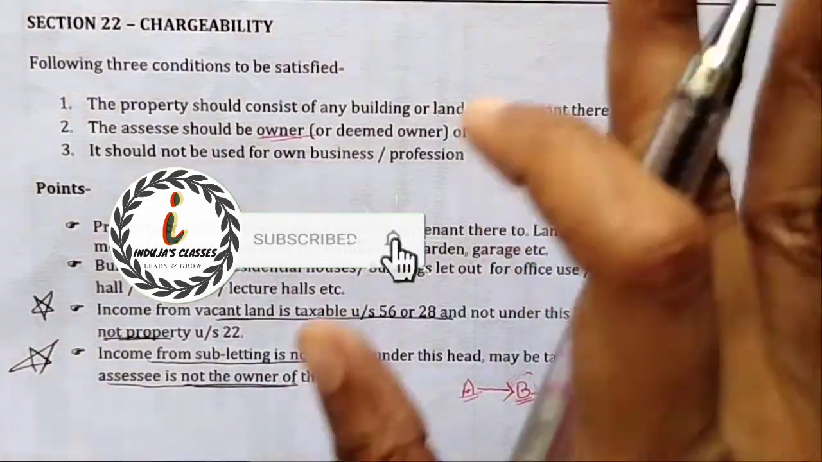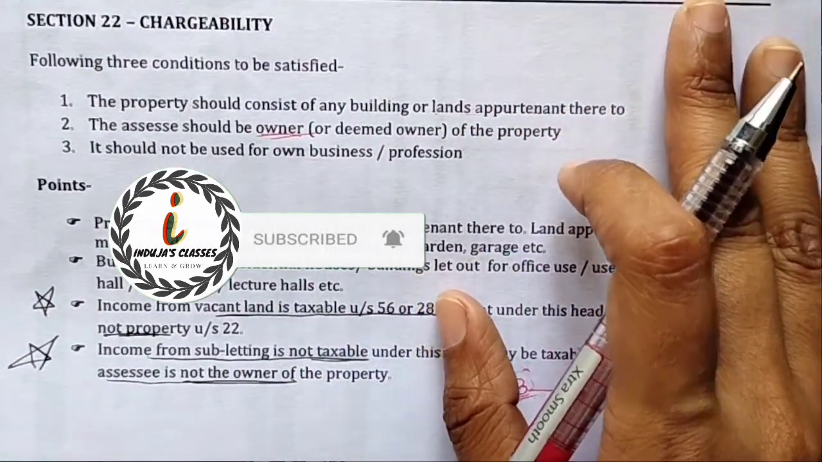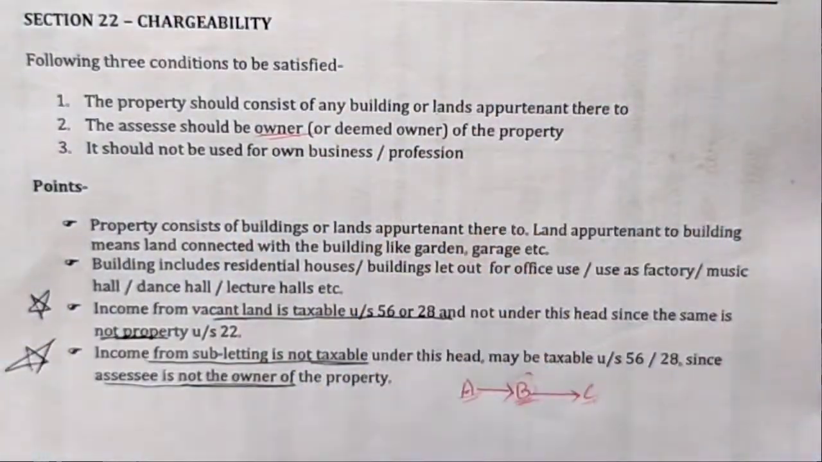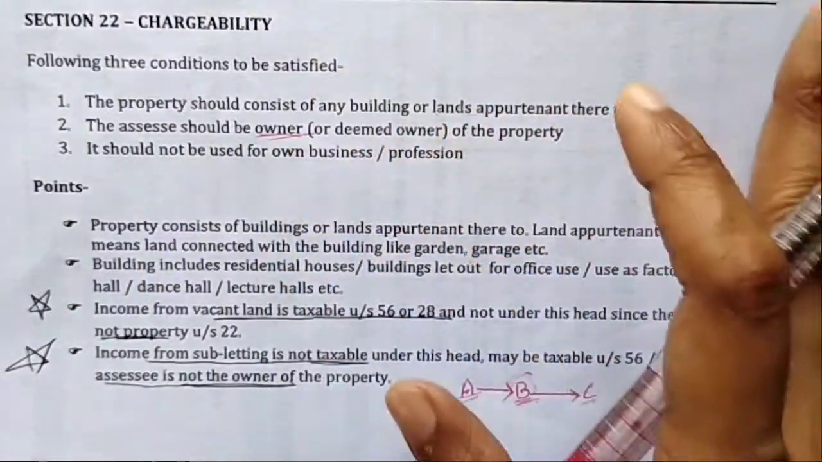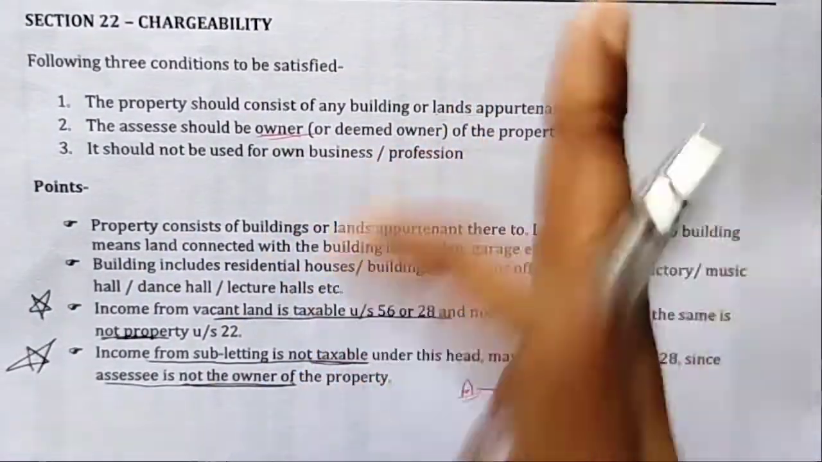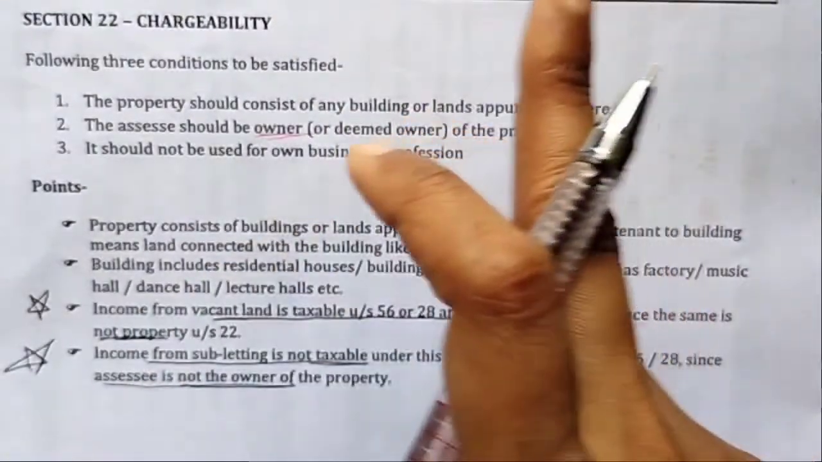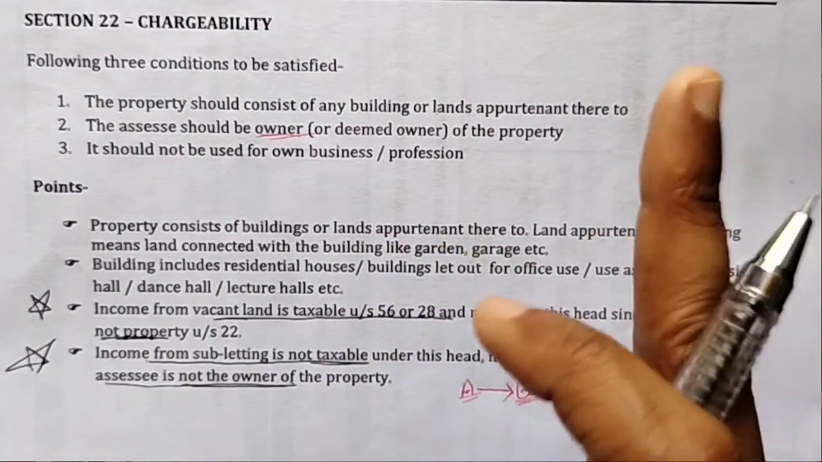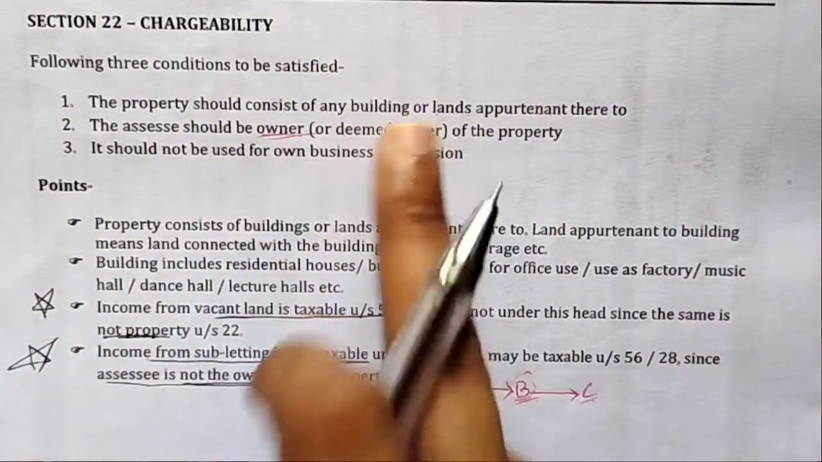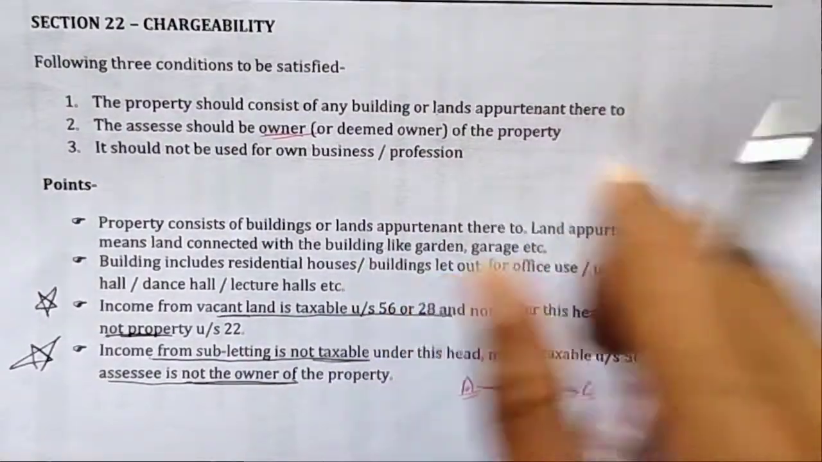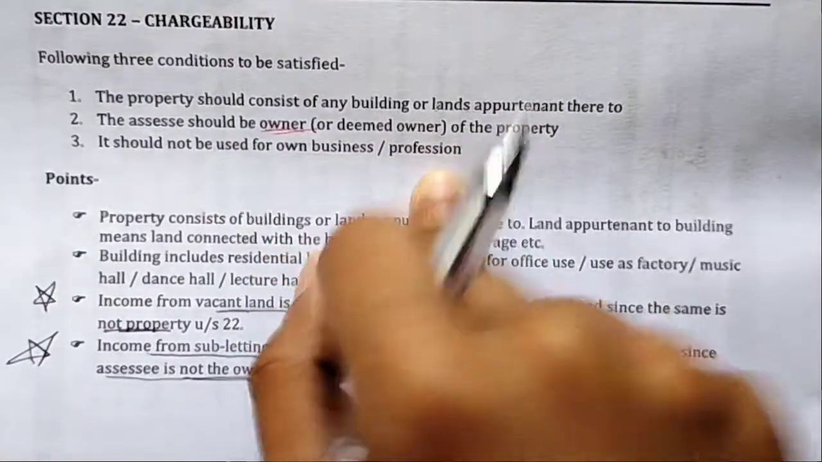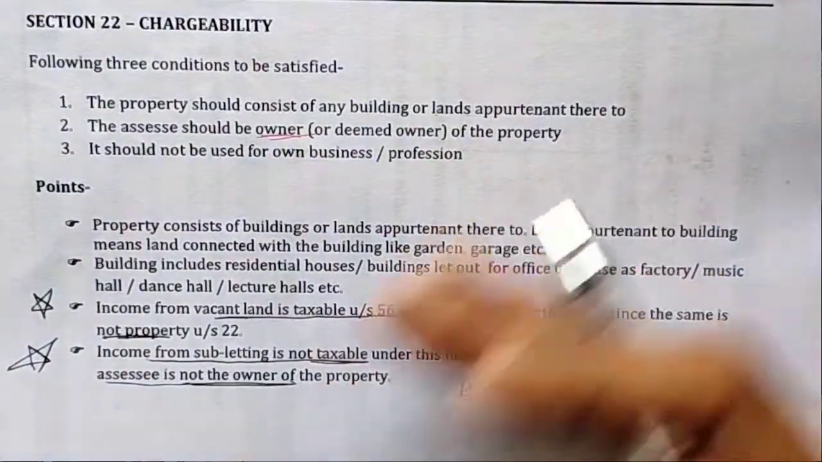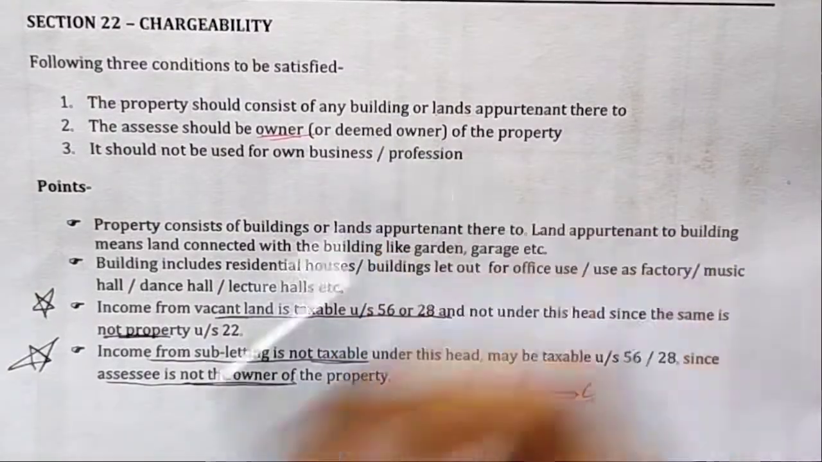So we have discussed section 22, the charging section of income from house property. We have to look at whether these conditions are satisfied. There are 3 conditions. The first one is that the property should be any building or land appurtenant thereto, and the assessee must be the owner or a deemed owner. We will discuss the deemed owner concept in the next video. Then it should not be used for business or profession. If these 3 conditions are satisfied, then the income received from the building can be categorized under the head income from house property. So we have discussed section 22 in this video. In the next video, we are going to discuss the deemed owner concept, that is section 27.